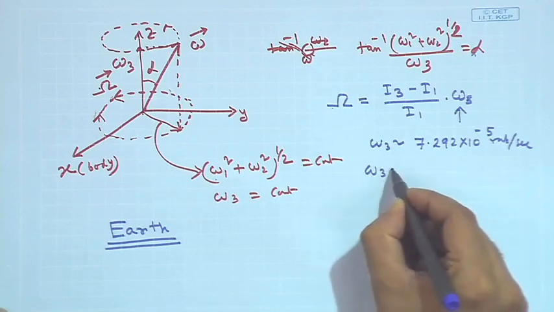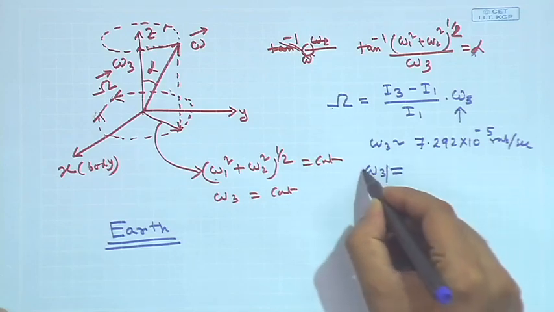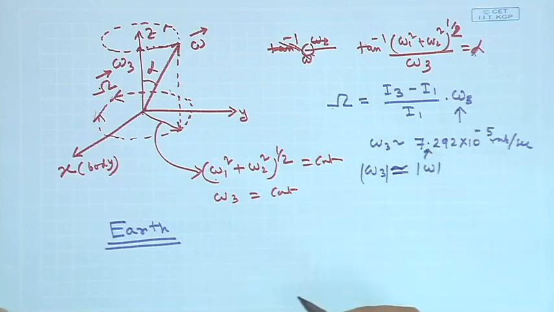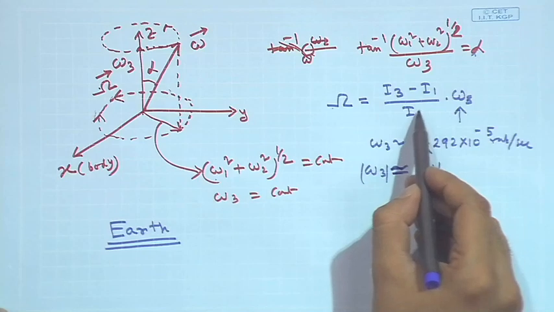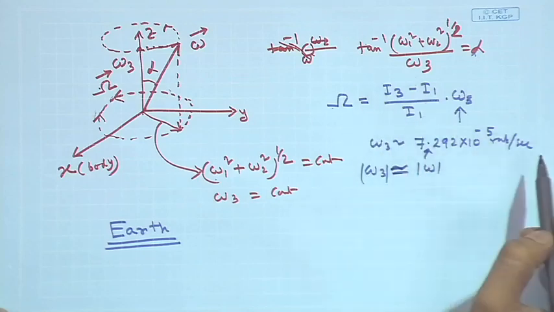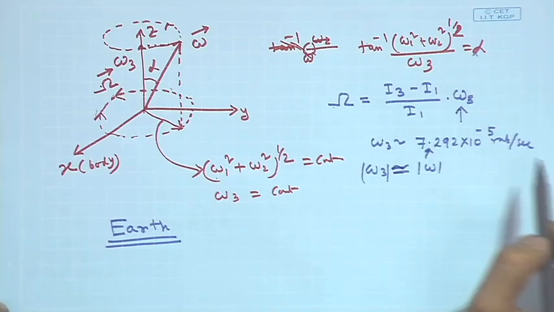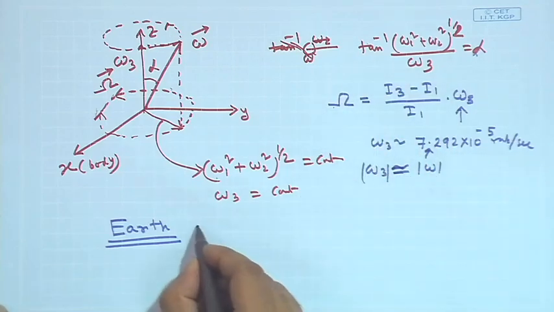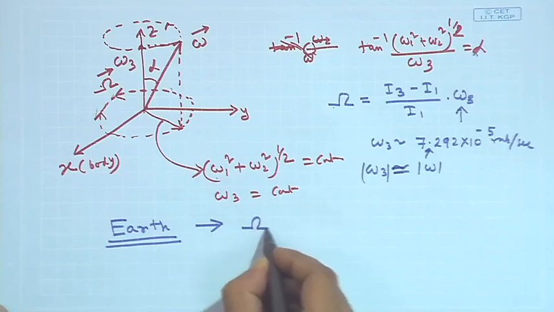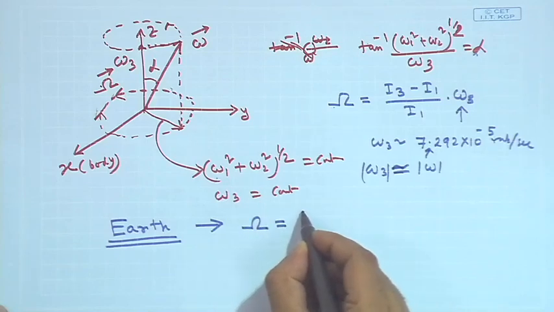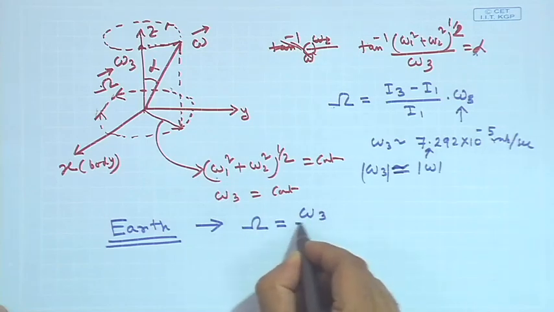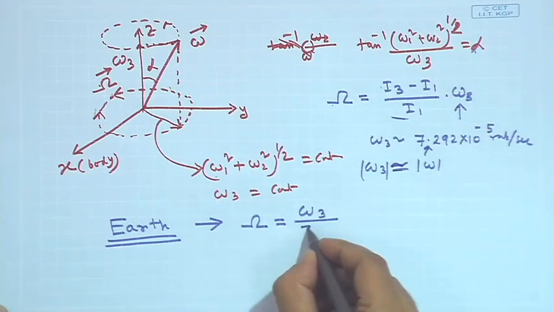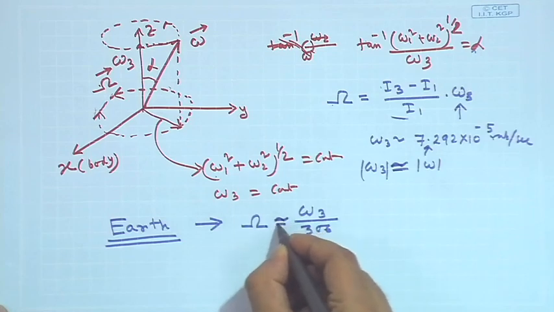Now, omega 3, we can say that the magnitude of omega 3 is approximately equal to the magnitude of omega, which is this, right. And I 3 and I 1 have been calculated for Earth's shape, and we know the numbers. When we put this in, for Earth we get an omega which is approximately omega 3. So, if we put this (I 3 minus I 1) by I 1, you will get approximately 306.